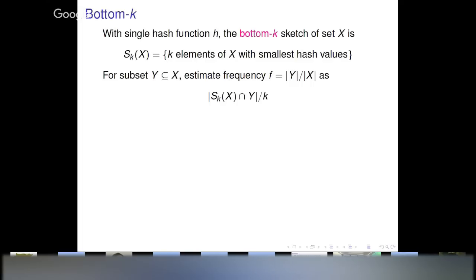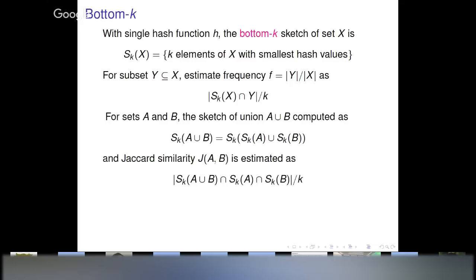So, of course, the intersection is the subset of the union. Mathematically, we can kind of forget that it was two different sets. We'll just say we have a set X, we have a subset Y, and we want to estimate the frequency of the subset. And what is that then? That's just the number of sampled elements from the subset divided by K, by the number of samples. Okay, same as before.